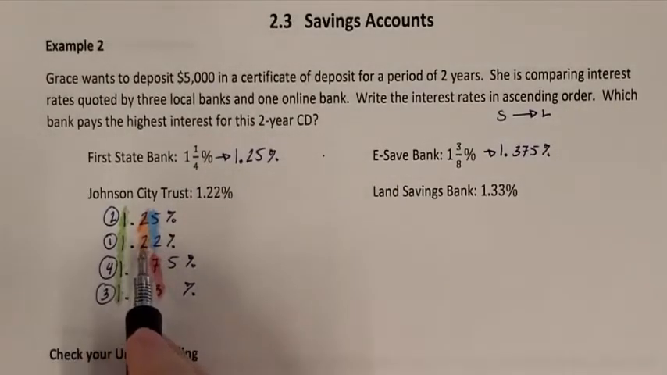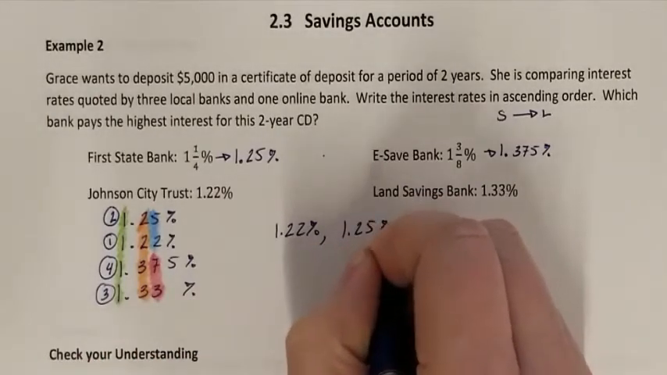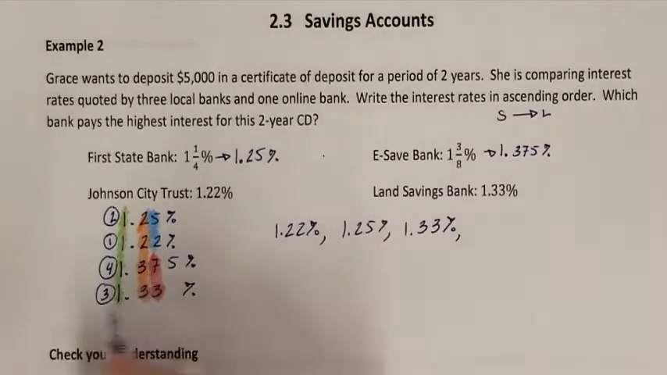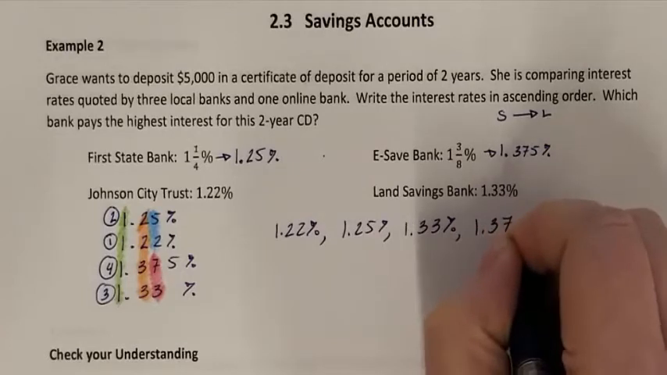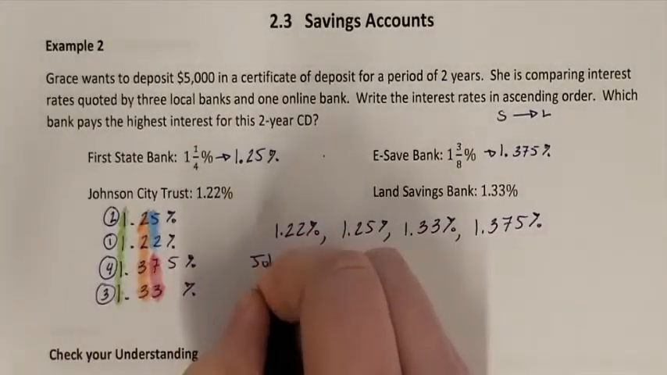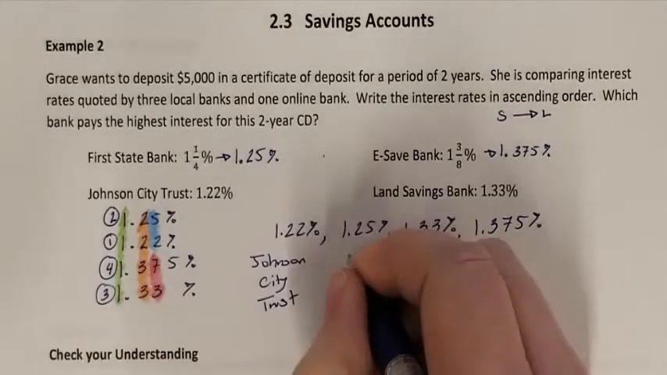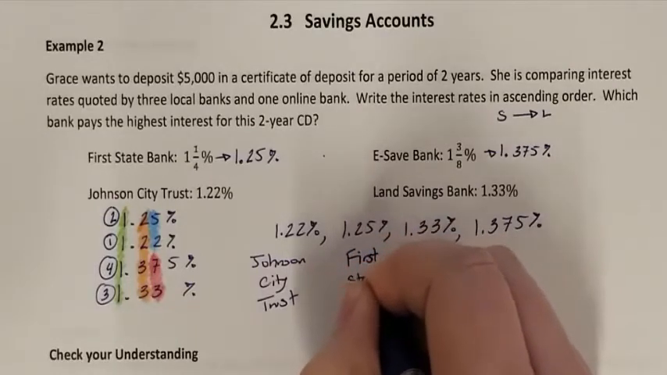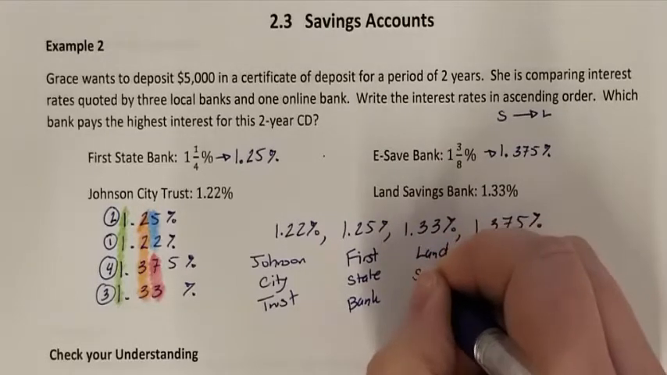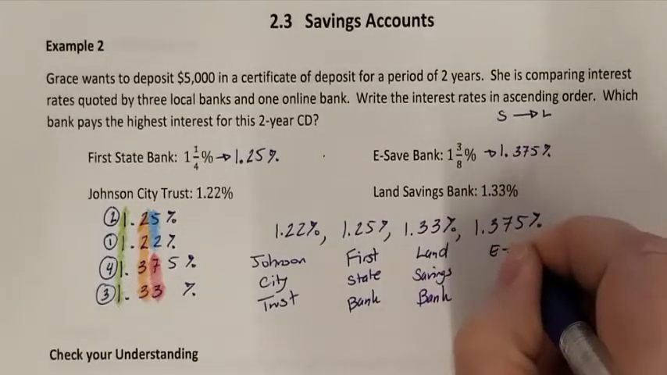Your smallest would have been 1.22. Your second would have been 1.25. Your third would have been 1.33. And your last would have been 1.375. So 1.22 went with the Johnson City Trust. 1.25 went with First State Bank. 1.33 went with Land Savings Bank. And 1.375 was eSave Bank.